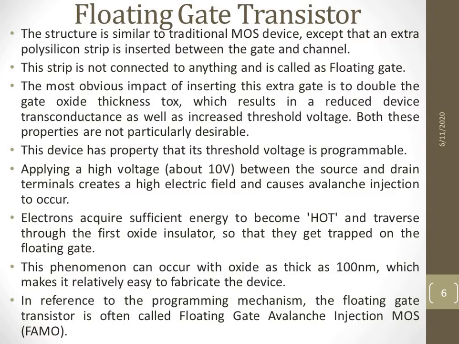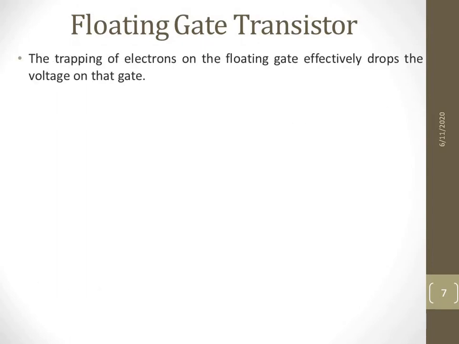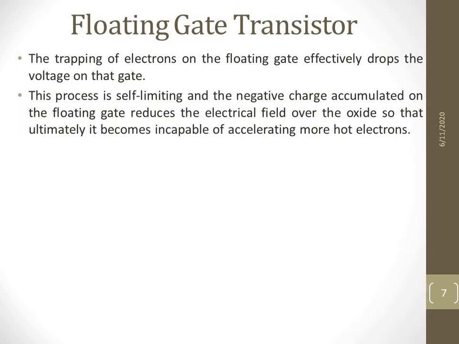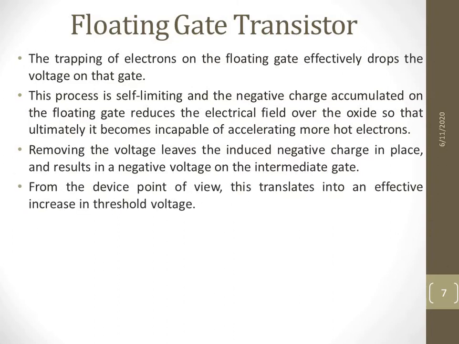In reference to the programming mechanism, the floating gate transistor is often called floating gate avalanche injection MOS, that is FAMOS. The trapping of electrons on the floating gate effectively drops the voltage on that gate. This process is self-limiting, and the negative charge accumulated on the floating gate reduces the electric field over the oxide, so that ultimately it becomes incapable of accelerating more hot electrons. Removing the voltage leaves the induced negative charge in place and results in a negative voltage on the intermediate gate.